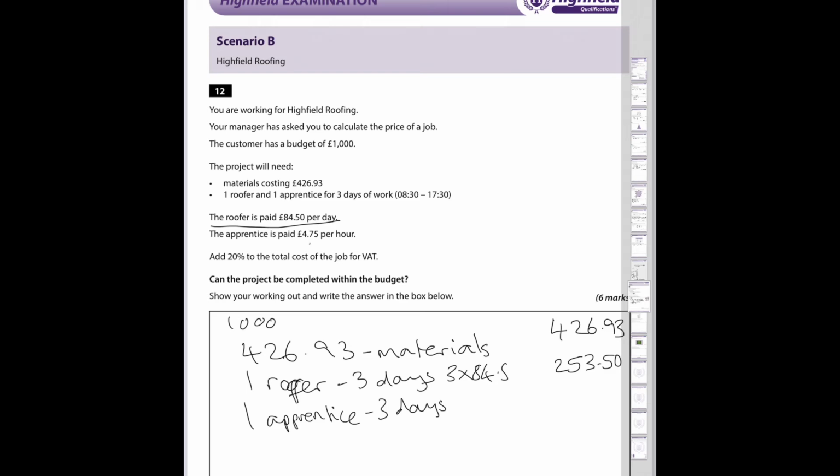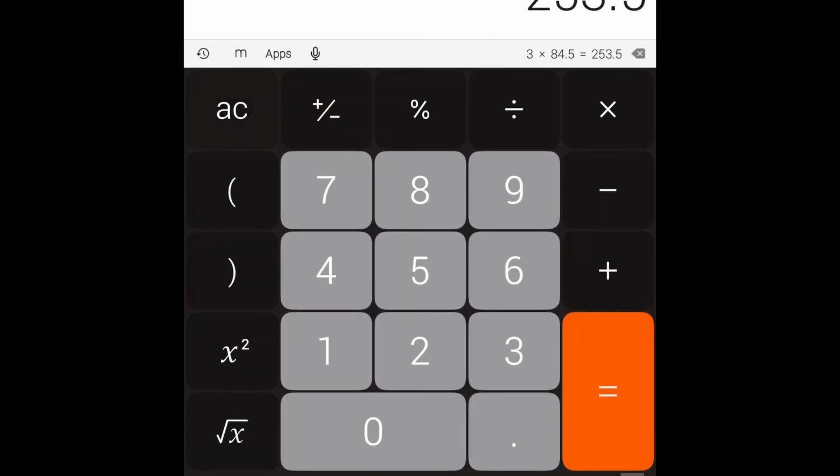Apprentice is paid £4.75 an hour. So let's work out how many hours, 8:30 to 5:30. So 9, 10, 11, 12, 1, 2, 3, 4, 5. 9 hours. So then that's 3 days. So we do 3 times 9. So we'd need to do 27 times the hourly rate of 4.75. 128.25.